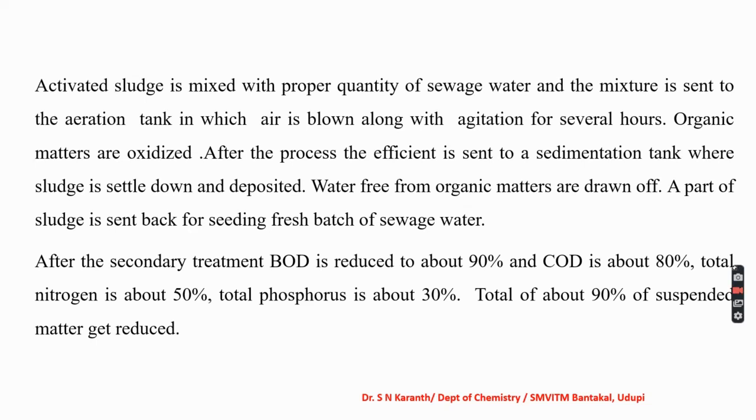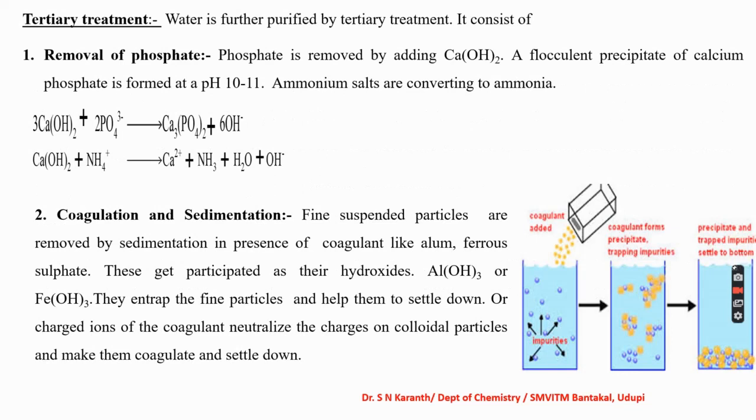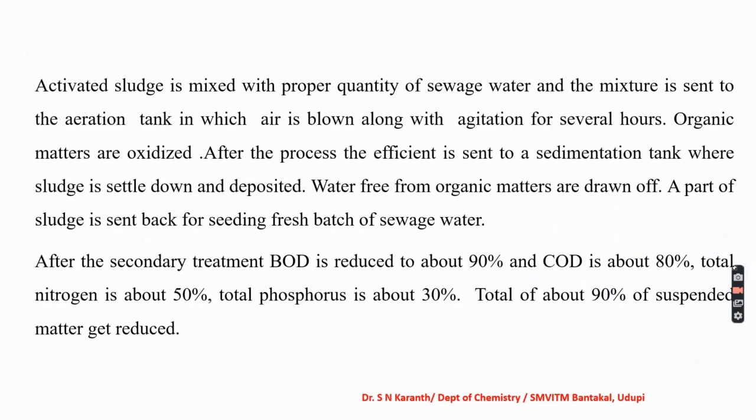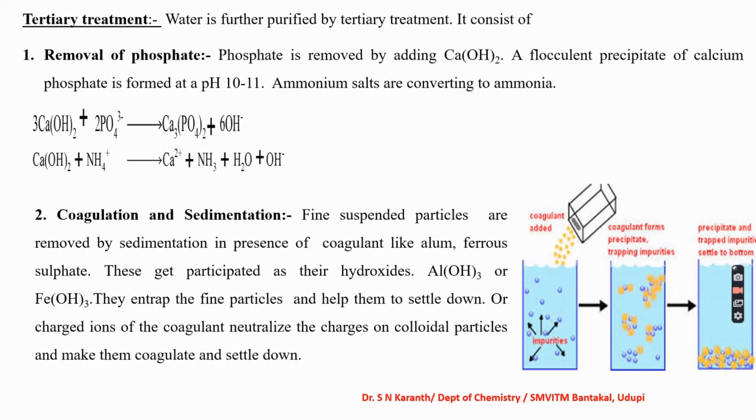That means about 90% of the suspended matter gets reduced. In the primary treatment we can remove almost all floating objects, and in the secondary treatment we remove the suspended impurities. Even the fine particles present, or some amount of disinfectant or bacteria, are removed in the tertiary treatment. The water is further purified by tertiary treatment. In that, we observe the 50% of nitrogen present and the 30% of phosphate present.